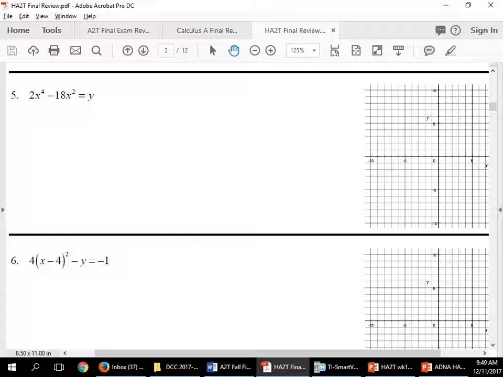Graphing the polynomials. This is what we're going to do. First, let's write it the way we like to see it. That's 2x to the fourth minus... you only just switch them. That's not a big deal. Okay, let's find our x-intercepts.